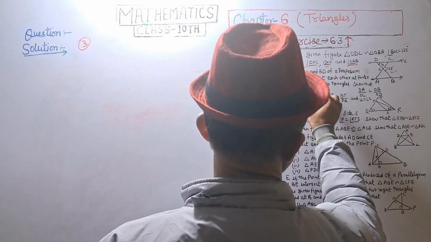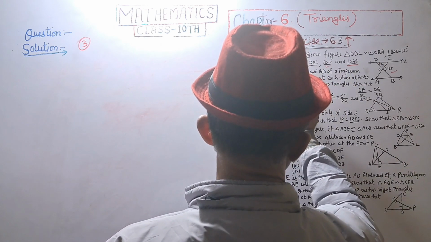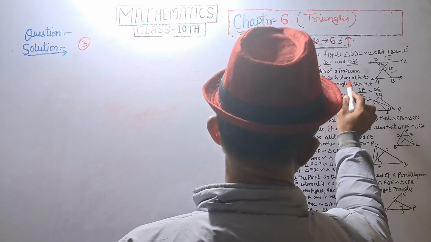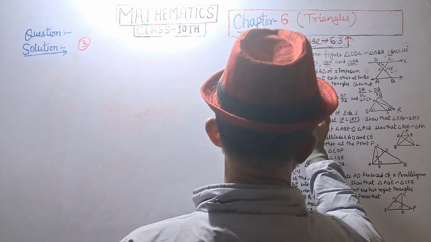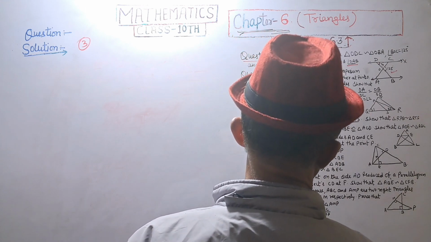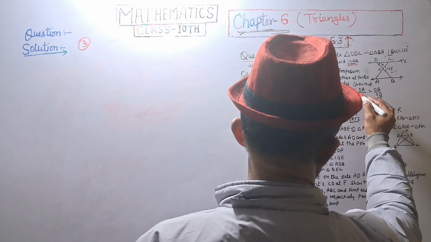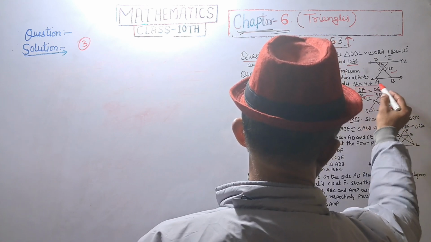Question number 3. Diagonals AC and BD of a trapezium ABCD, with AB parallel to DC, intersect each other at point O. Using a similarity criterion for two triangles, show that AO upon CO is equal to BO upon DO.